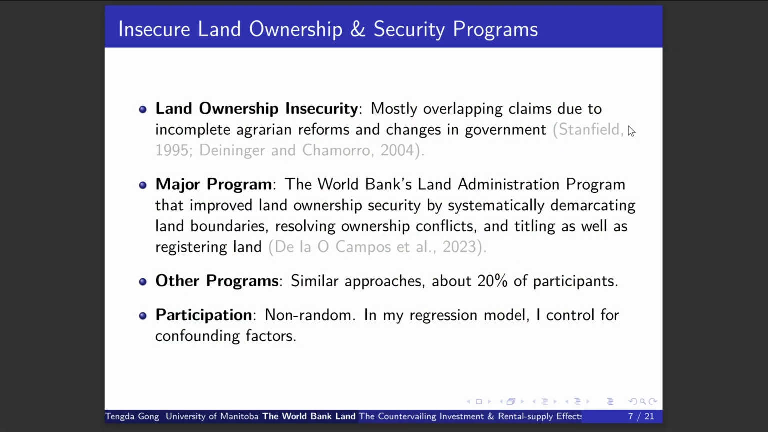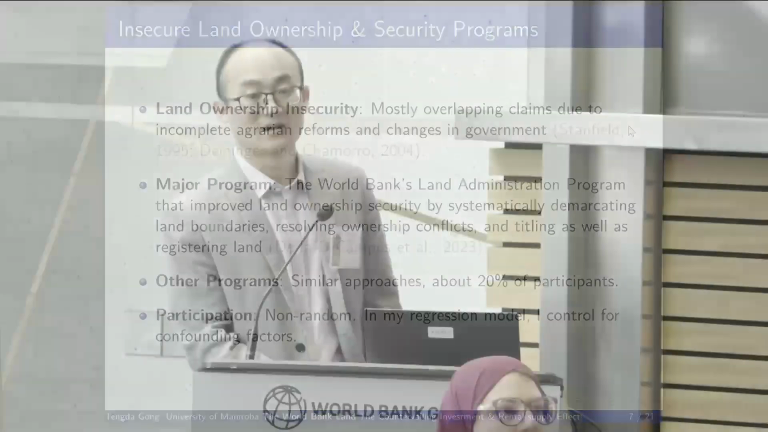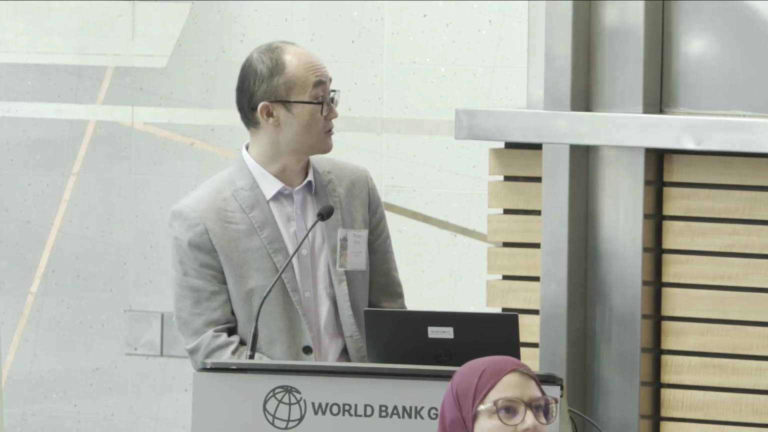The most challenging thing in this kind of empirical research is that participation is not random. So I will control for confounding factors. I will also use some econometric techniques to test to what extent the results hold given selection issues due to unobservables.